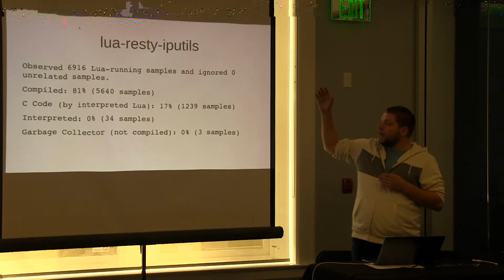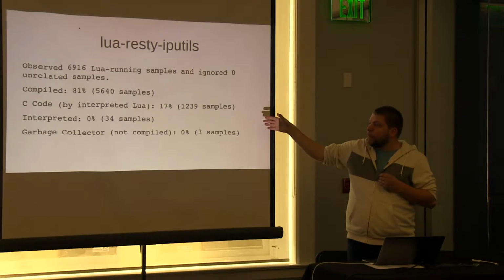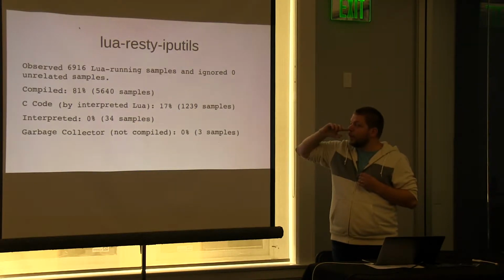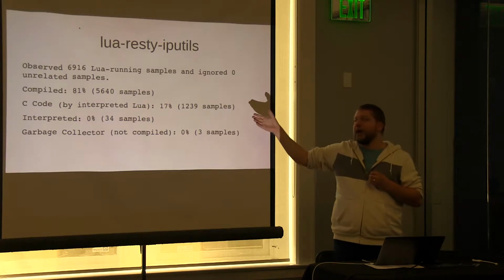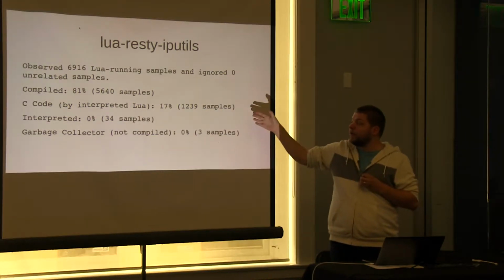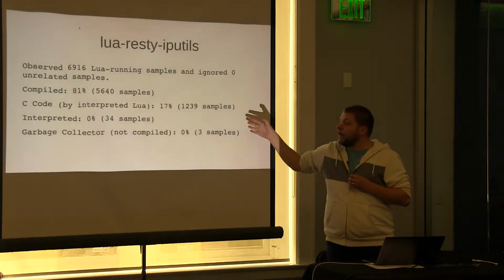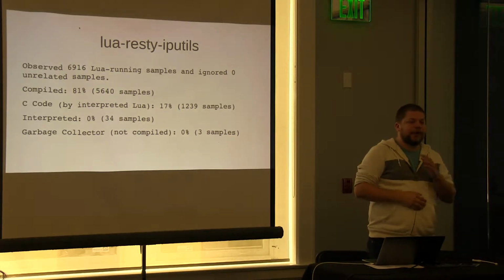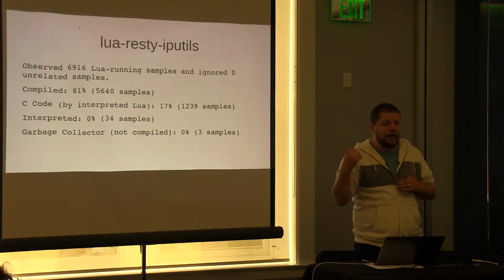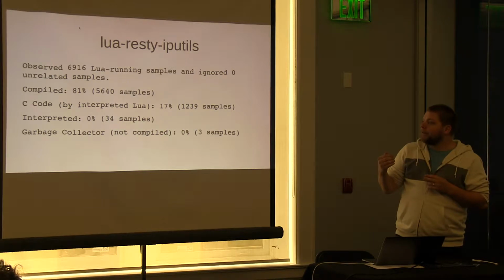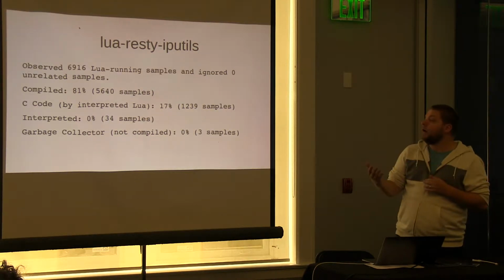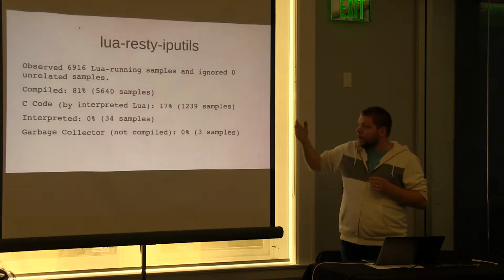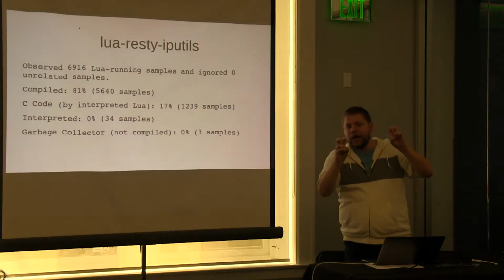And then some other data about what the Lua VM is doing. In this case, 81% of samples that were collected by the SystemTap toolkit were compiled by LuaJIT. Most of the remaining values were C code, and that comes through just accessing the Nginx C API and things that aren't exposed via FFI by lua-resty-core. So the code here is saying it does JIT compile.